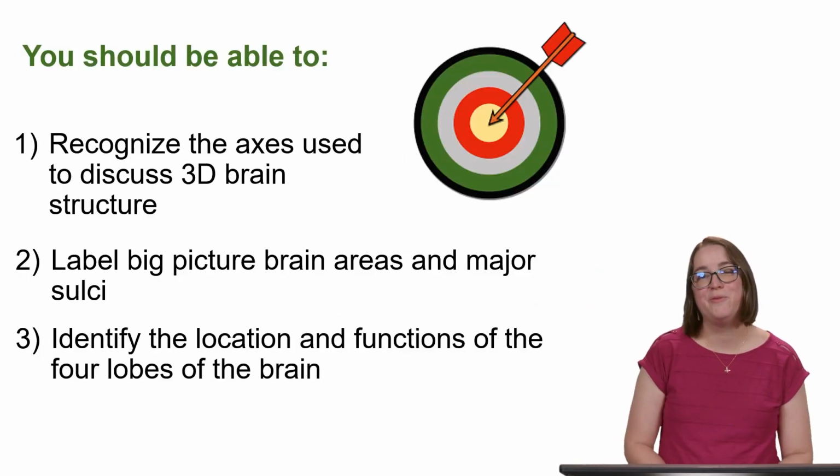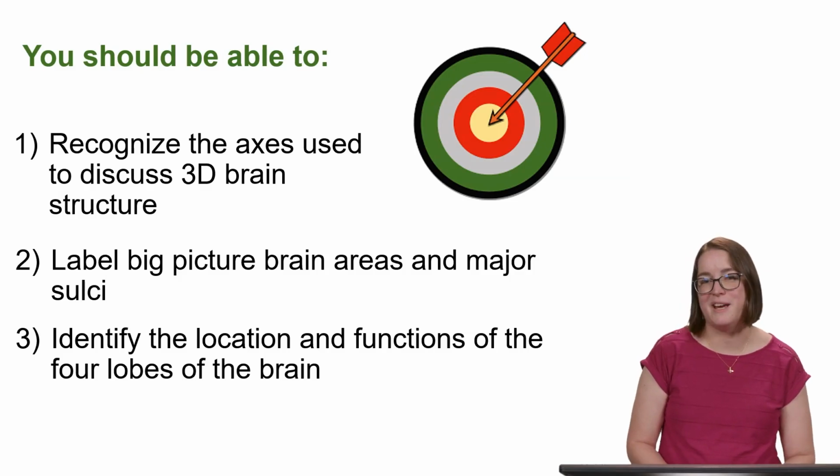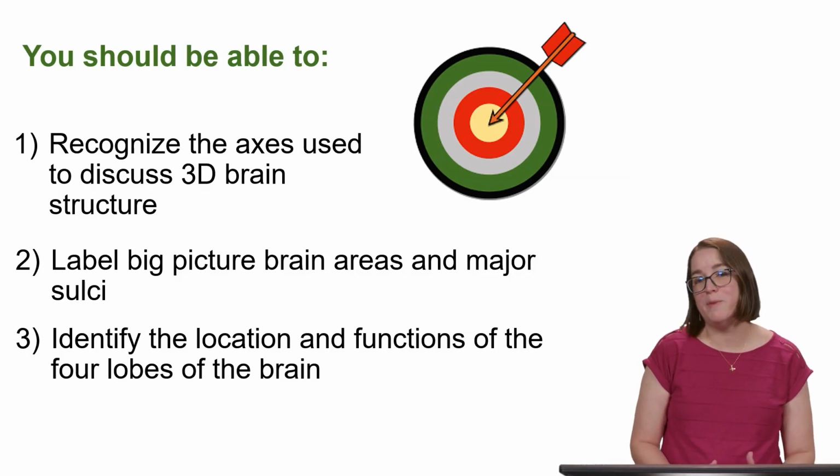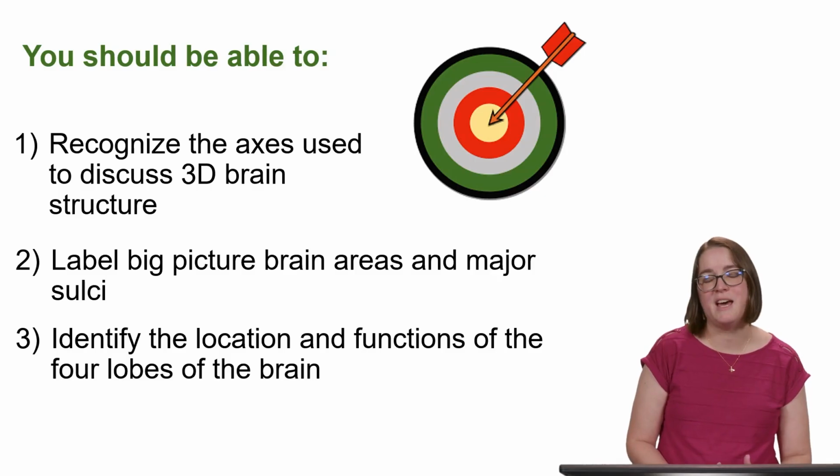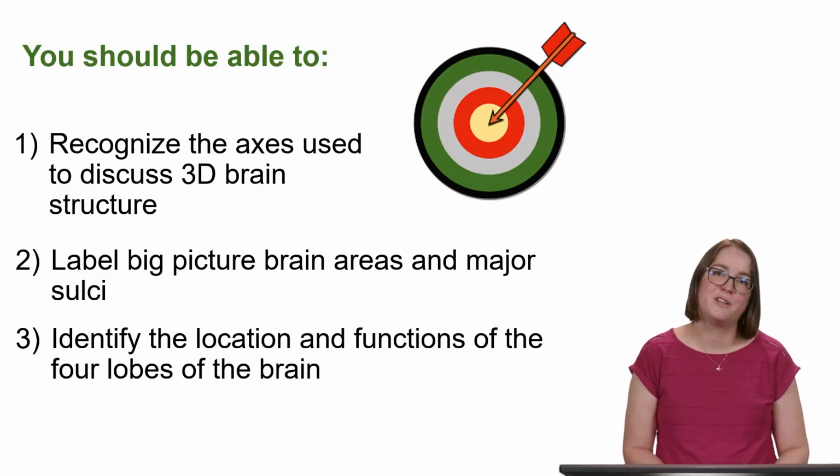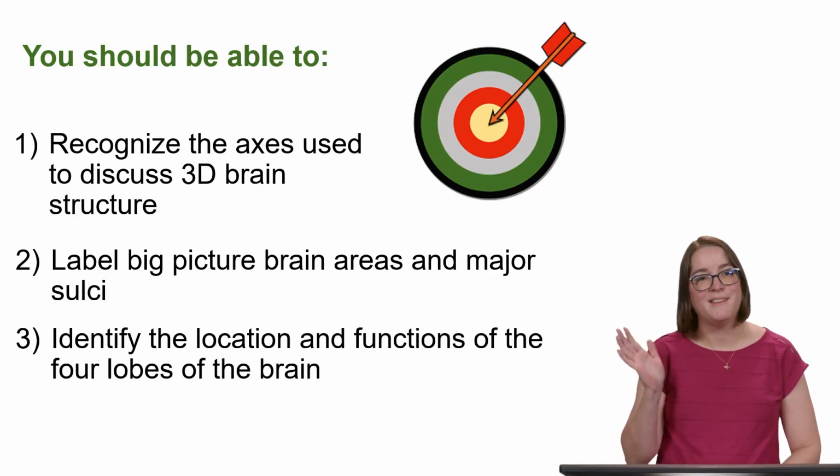That's it for now. Hopefully, after this review, you are able to recognize the axes used to discuss 3D brain structure, label big picture brain areas and major sulci, and identify the location and functions of the four lobes of the brain. Thanks for being here.